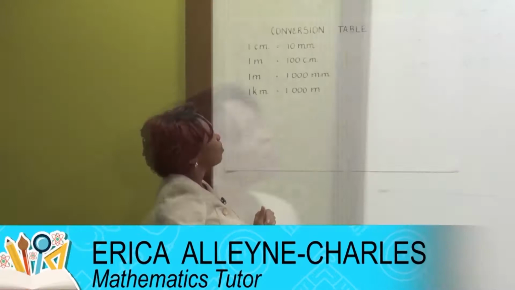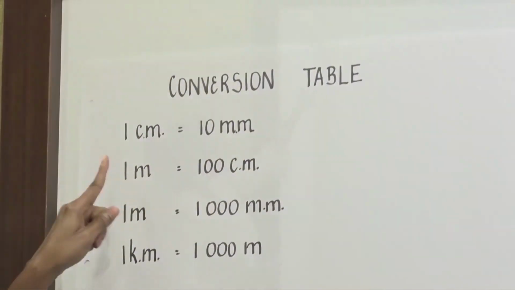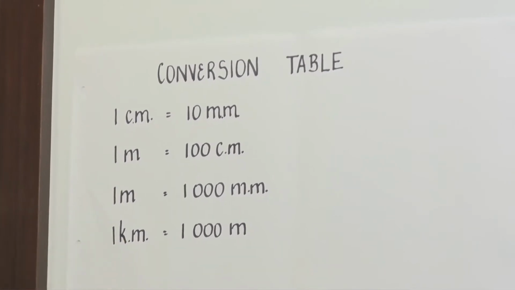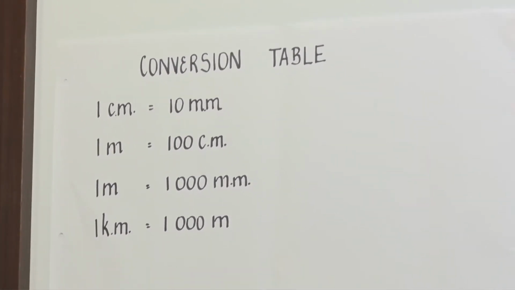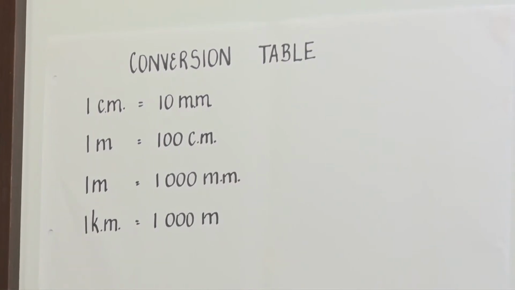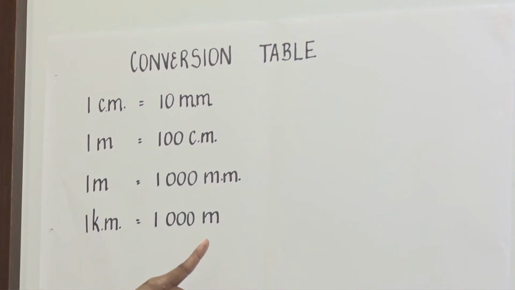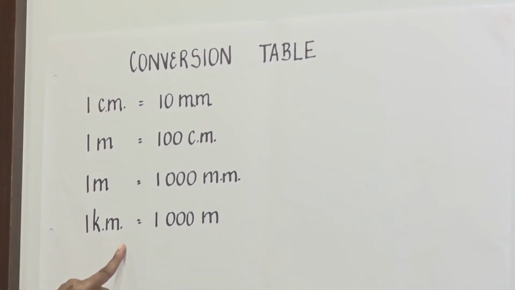Boys and girls, I want to introduce you to something called a conversion table. Come with me to the board now. If you look at this table very carefully, you will see 1 centimeter is equal to 10 millimeters. 1 meter is equal to 100 centimeters. 1 meter is also equal to 1,000 millimeters, and 1 kilometer is equal to 1,000 meters.